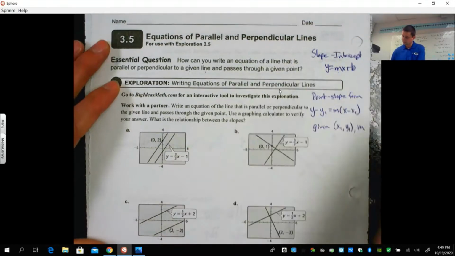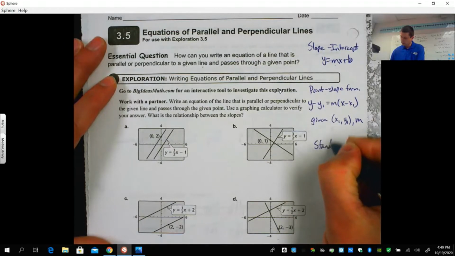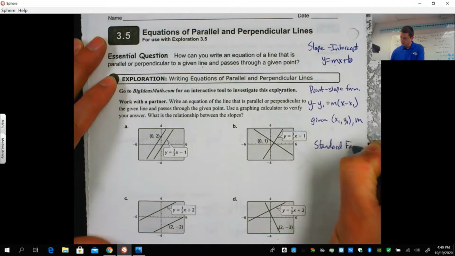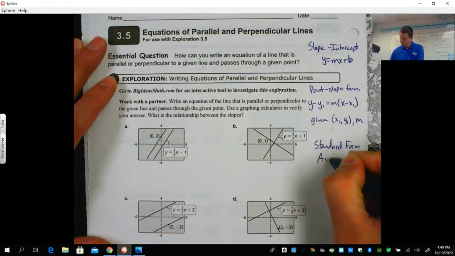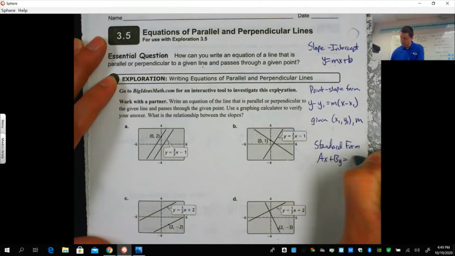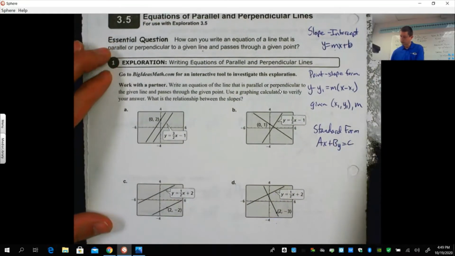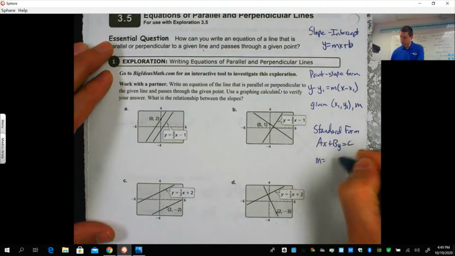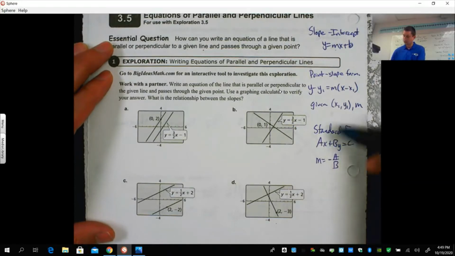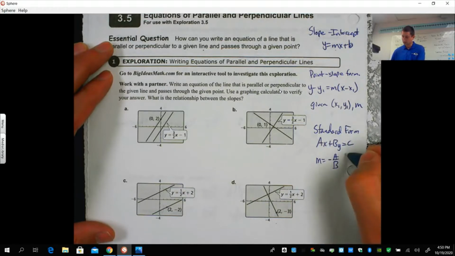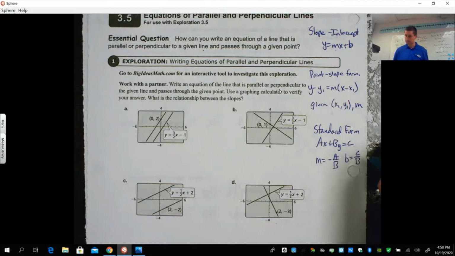a given point. The final one, you won't see too much, is called standard form, but it's not too standard, ax plus by equals c. If you want the shortcuts for finding slope here, your slope is going to be the opposite of whatever a over b is. A is always in front of the x, the coefficient of x. B is the coefficient of y. The opposite of a over b would give you your slope. Your y-intercept would be c over b, big B. So little b would be c over big B.